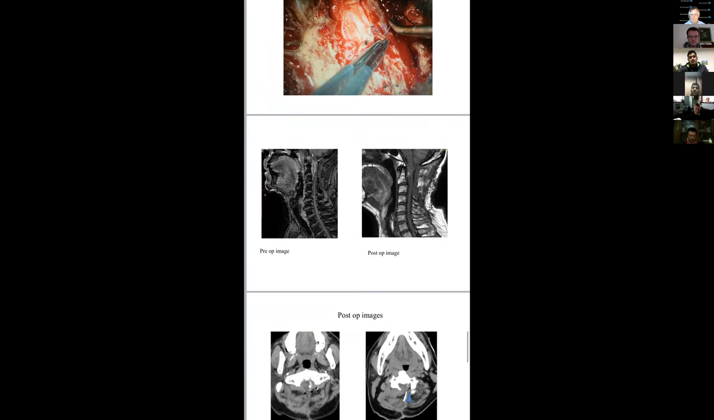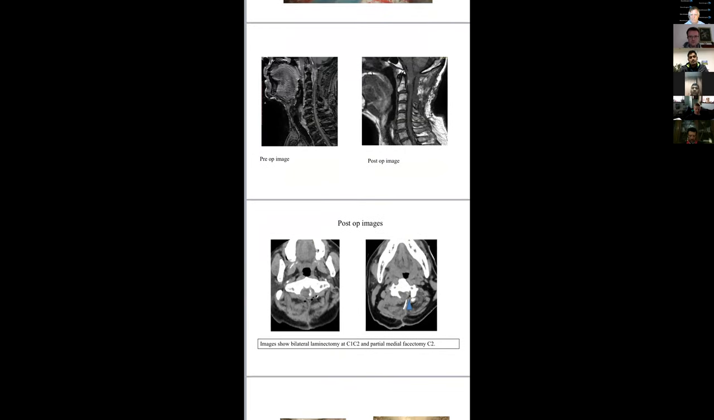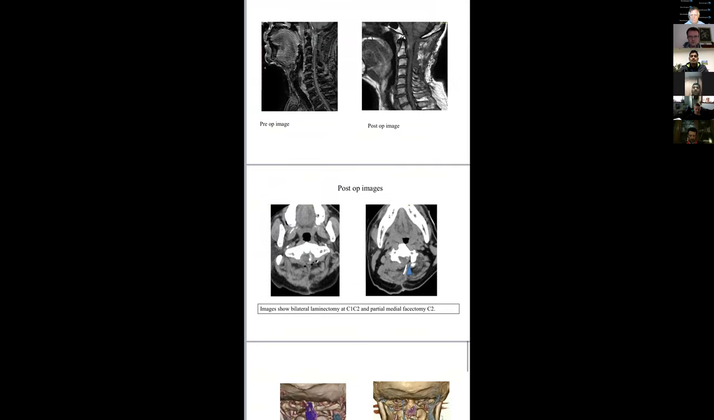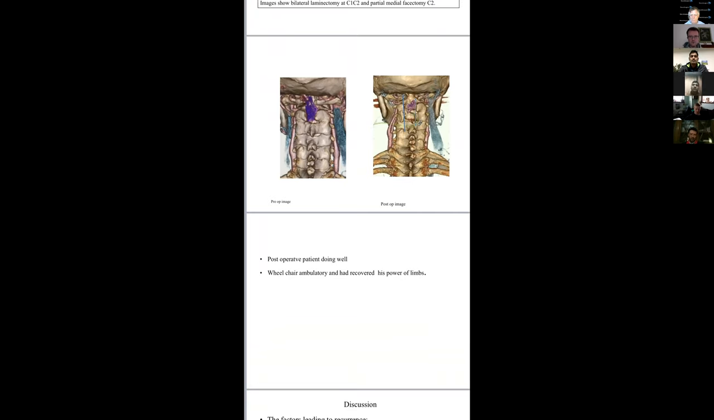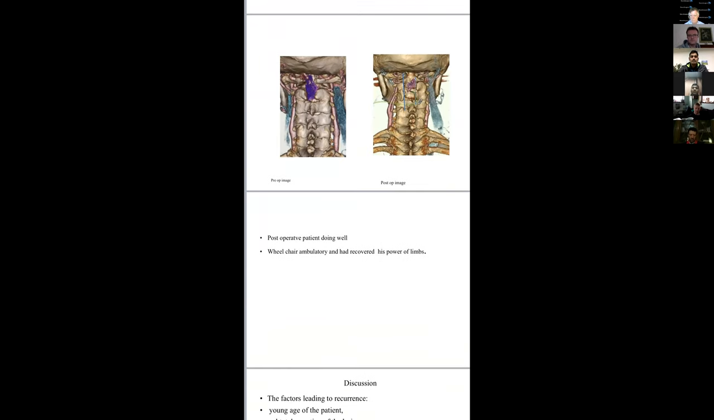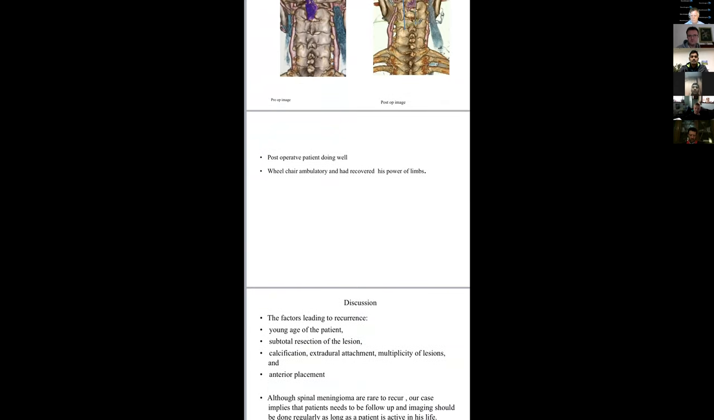In the post-op CT images, the C1 lateral mass is removed, and also in C2, bilateral laminectomy plus left side medial facetectomy is removed. The blue arrow shows the medial facet removed. The pre-op image shows the blue area, which is the area of bone defect, and this post-op image shows it increased. Post-operatively the patient is doing well, wheelchair ambulatory, and gradually recovering his power.